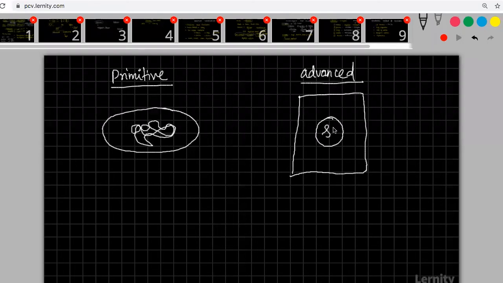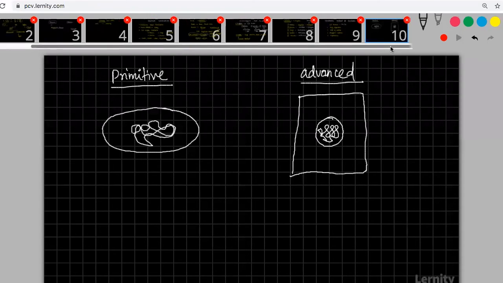And inside the nucleus only, you will have your DNA or the genetic material. So this is what we call a eukaryotic cell. Prokaryotes do not have a nuclear membrane, whereas eukaryotes will have a nuclear membrane. This is a well-defined nucleus. So this is a primitive nucleus. So this was the structure between primitive and advanced.